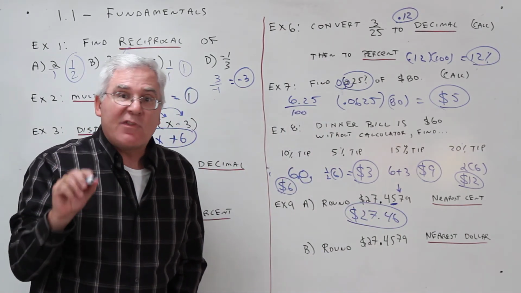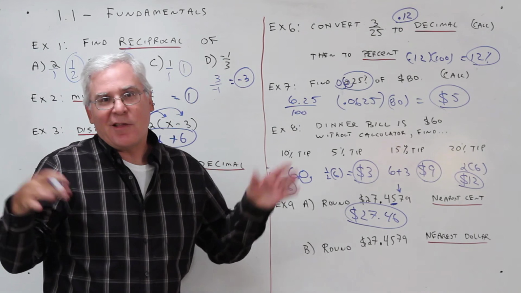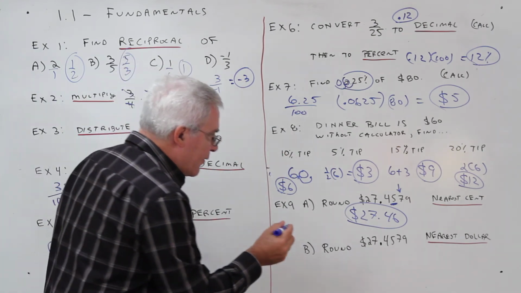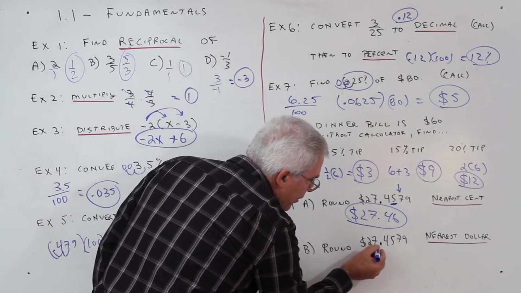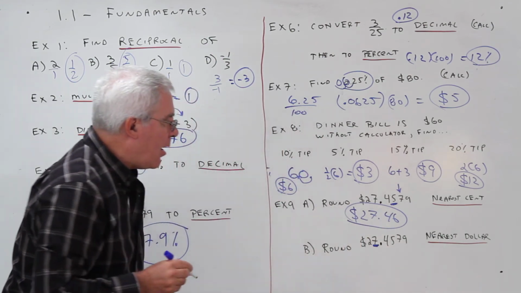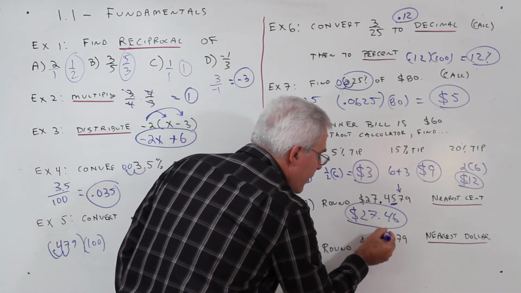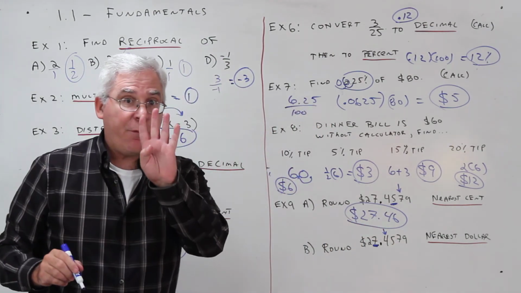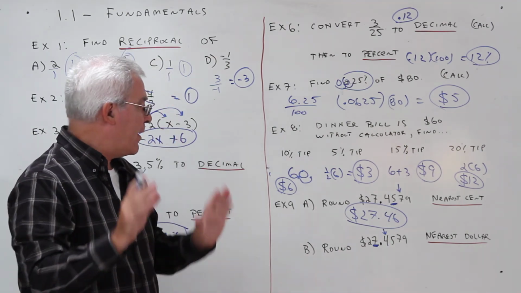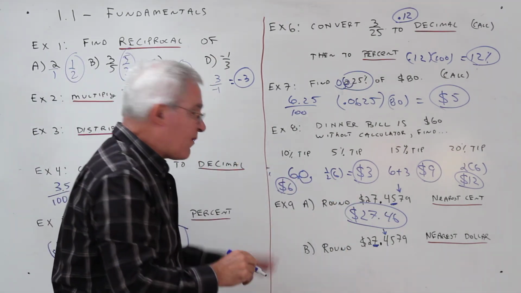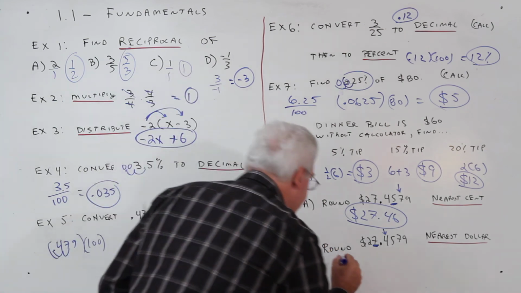Now we've got the nearest dollar. We don't care about coins and stuff. Let's just go the nearest dollar. So the nearest dollar is right there. And then I arrow to the digit right after it. That's 4. That's not 5 or above. So I just let that be. So it's just going to be an even $27.